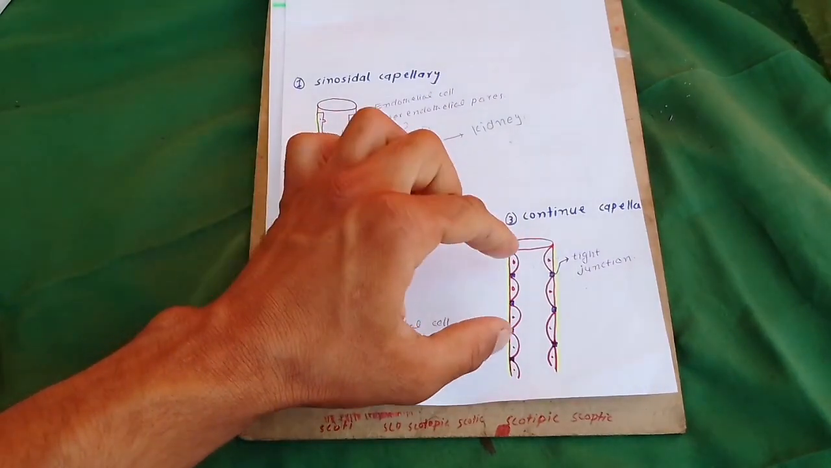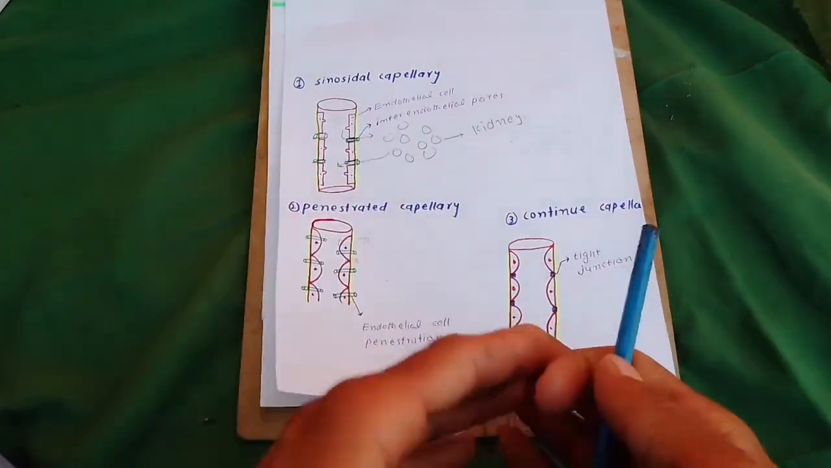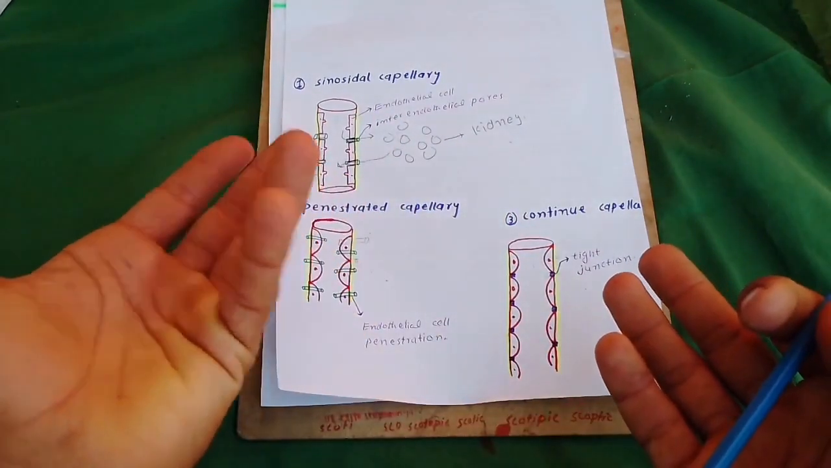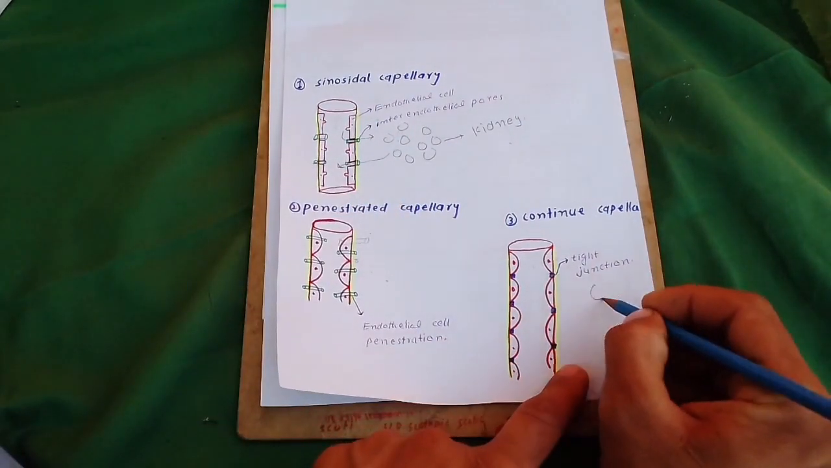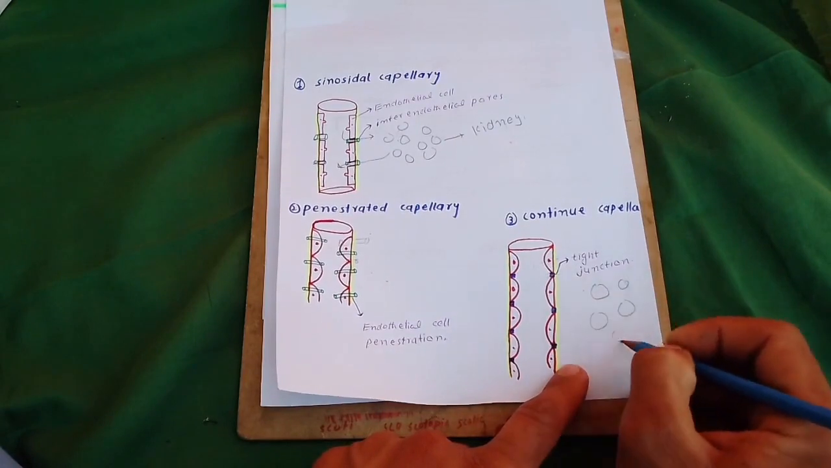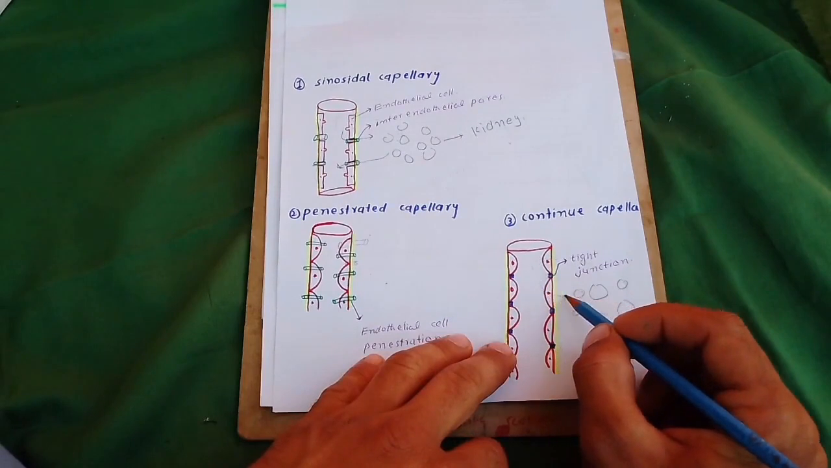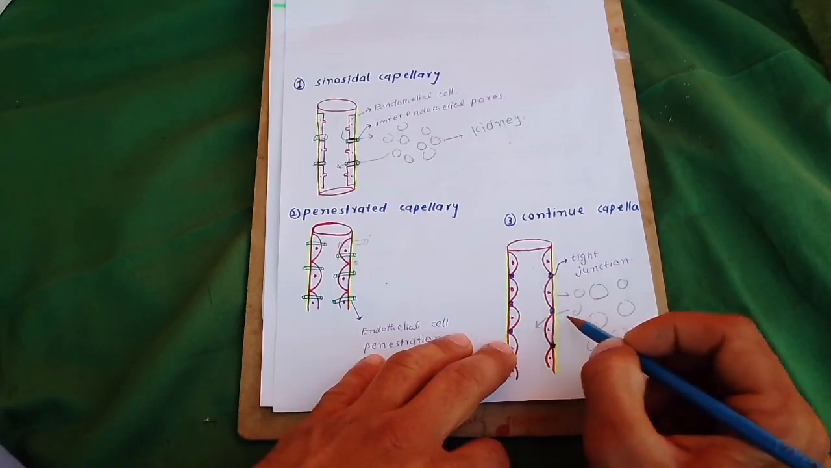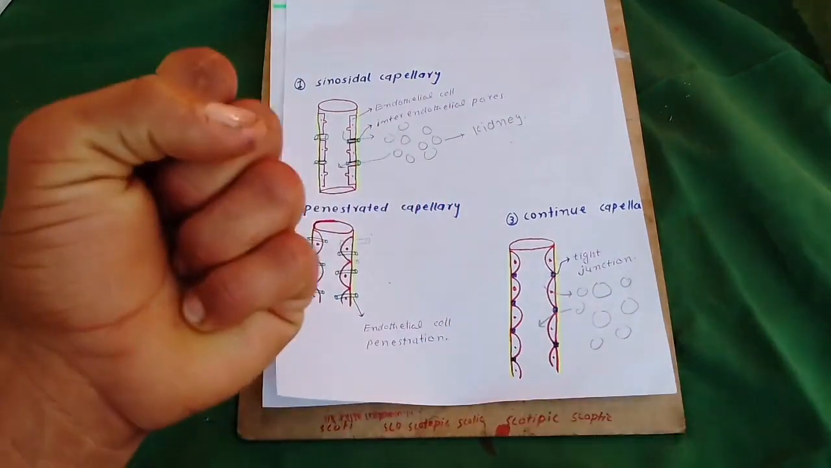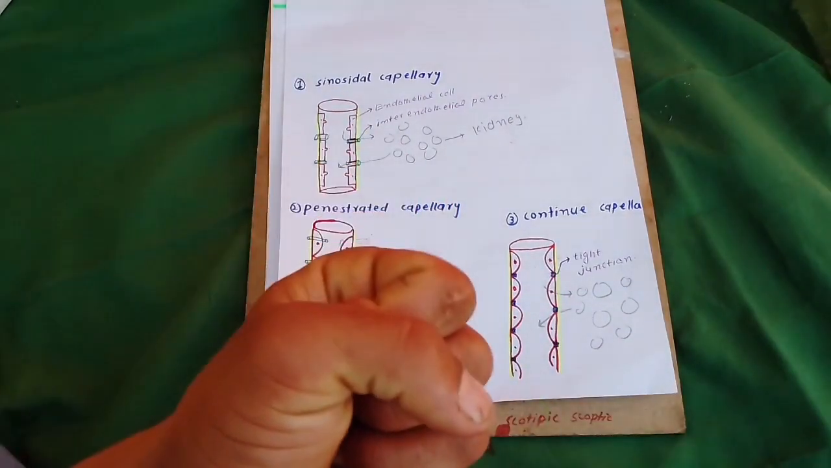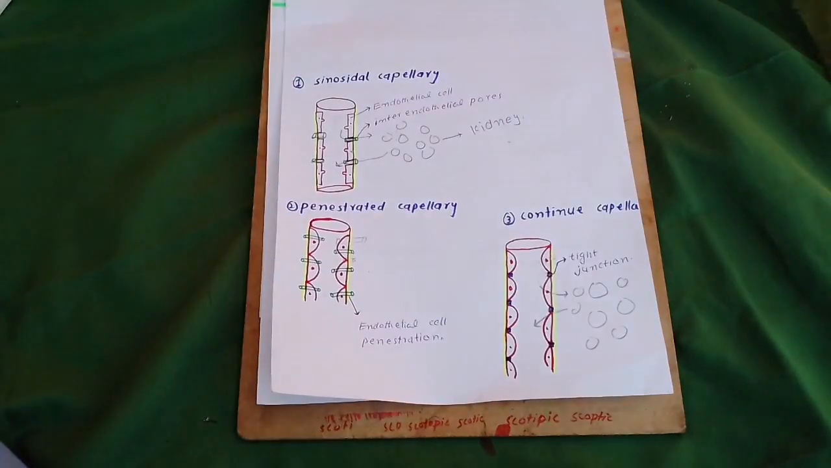A question arises here: if this capillary does not have penetration or inter-endothelial pores, and there is a neuron present, by what way does this capillary give nutrition to the neuron and take up waste product from the neuron? So there is a specific mechanism.